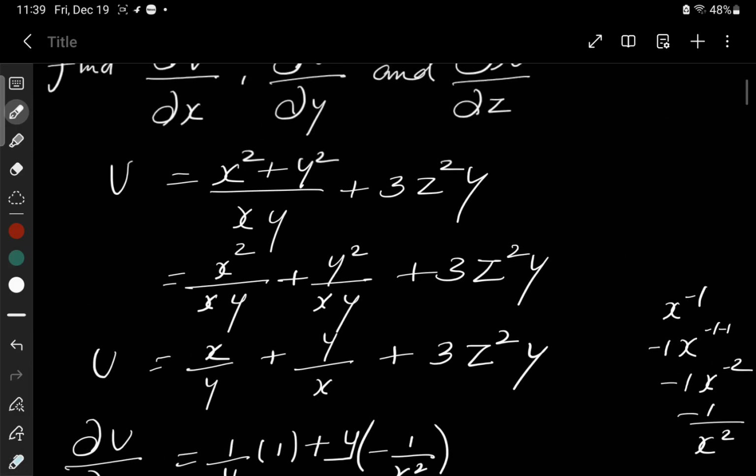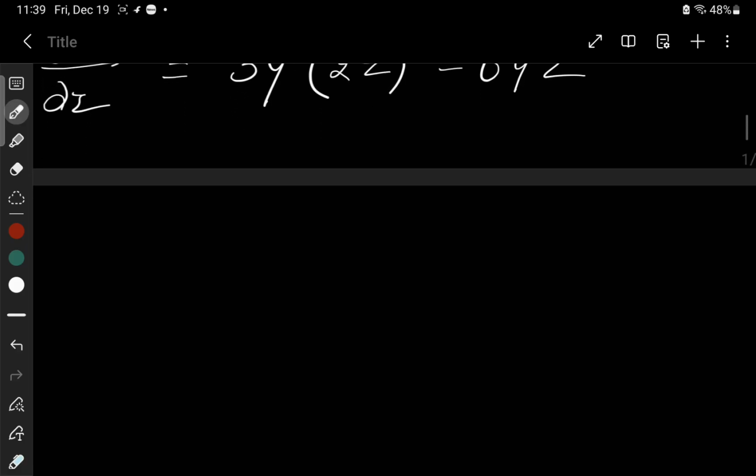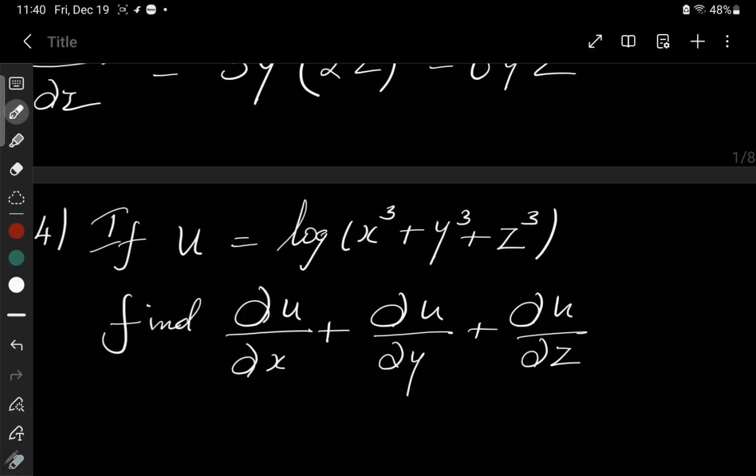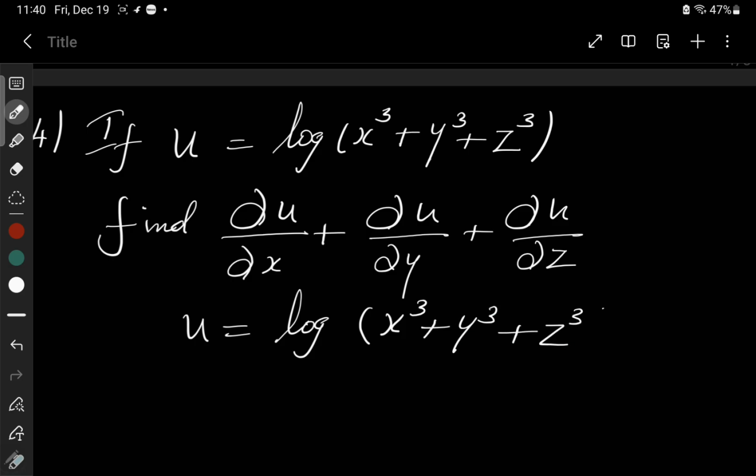Just the question is find dou u by dou x, dou u by dou y and dou u by dou z. Next, fourth sum. See the sum. If u is equal to log of (x cube plus y cube plus z cube), find dou u by dou x plus dou u by dou y plus dou u by dou z. Given u is log of (x cube plus y cube plus z cube).